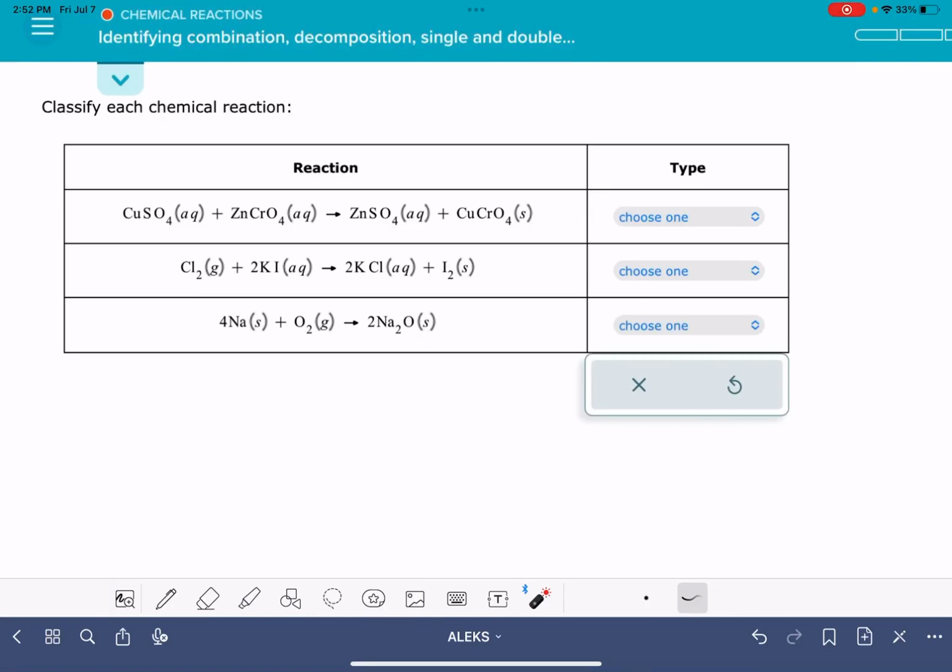In this video, I'll show you how to solve the ALEKS problem called identifying combination, decomposition, and single and double displacement reactions. In order to successfully solve this problem, you need to know the definition of all four of these types of reactions, so let's start by writing that out.